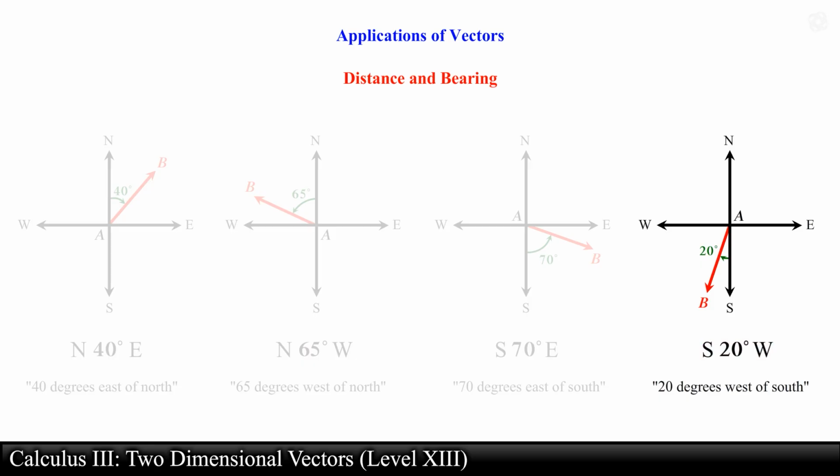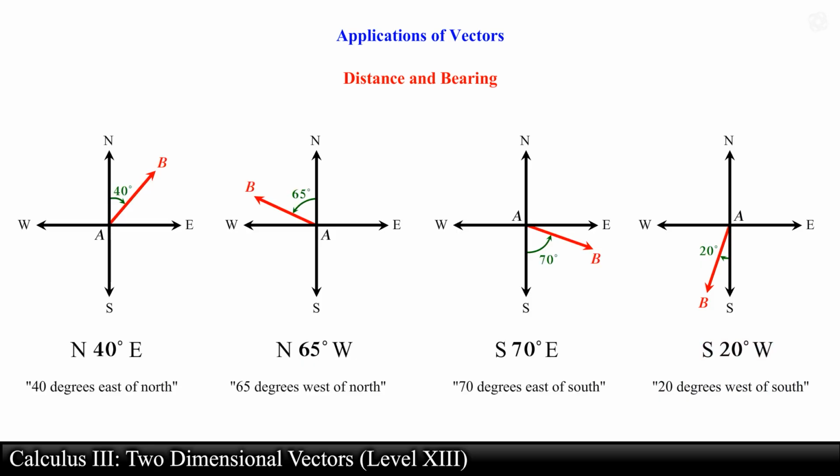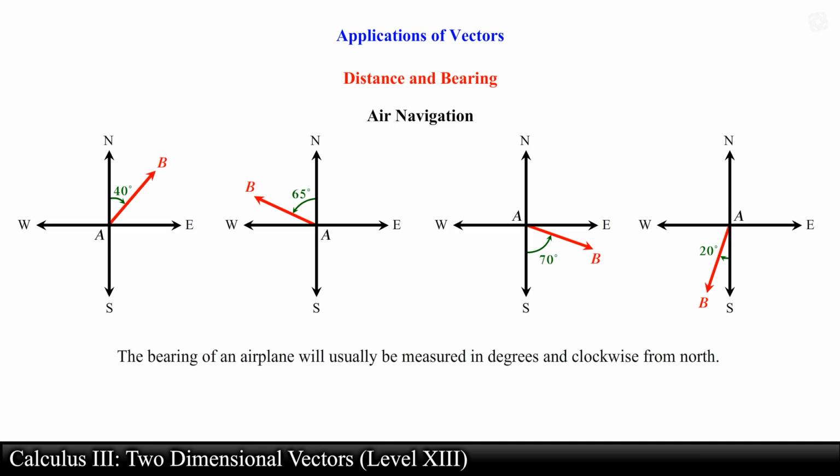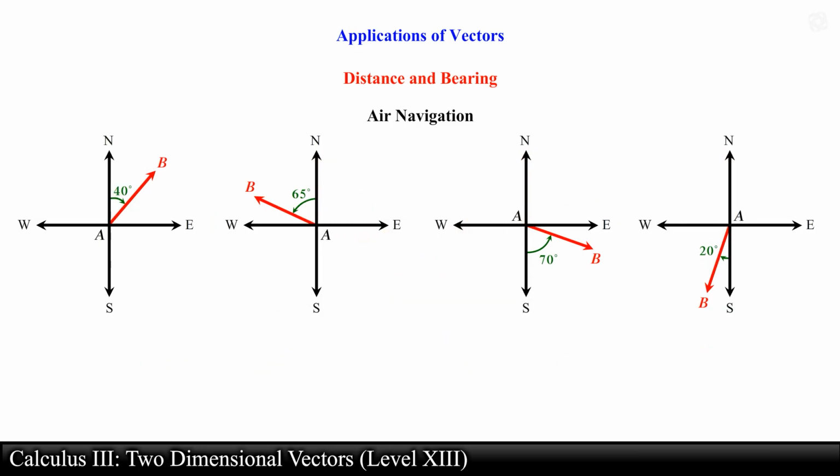If you're dealing with a problem that involves air navigation, the bearing of an airplane will usually be measured in degrees and clockwise from north. This could be confusing because it goes in the opposite direction of the standard angle convention learned in your math courses. For example, if these same bearings represented the direction of an airplane, they would be denoted as follows.